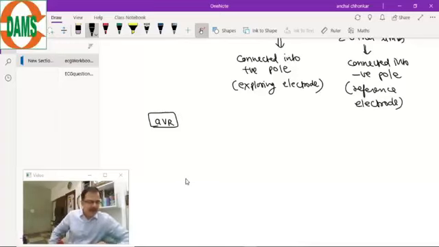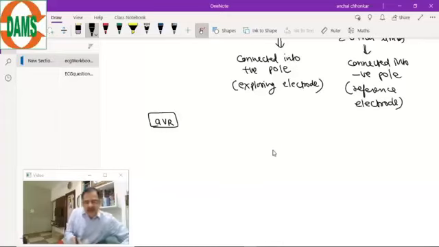Now coming to what is the importance of the Einthoven's triangle. The importance of the Einthoven's triangle is that the sum of all these three vectors comes out to be 0. Sum of all these three vectors will come out to be 0. That is the importance.